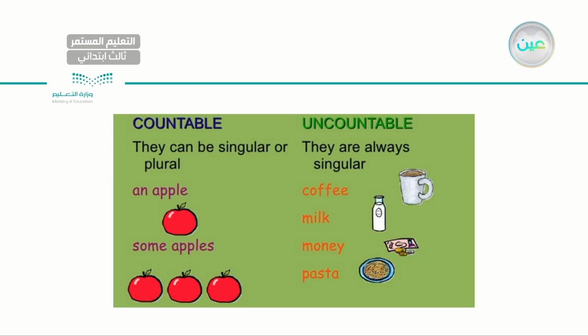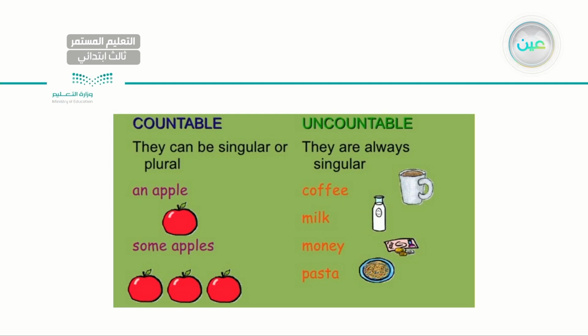Here I have more examples. For the apple, it could be an apple, which is singular. There is an apple. There is a book. Or we could say, I have 3 apples or some apples, or some books. As for the uncountable nouns, they often go with the singular form. Sorry, there is coffee. There is milk. I have some money. I could eat some pasta.